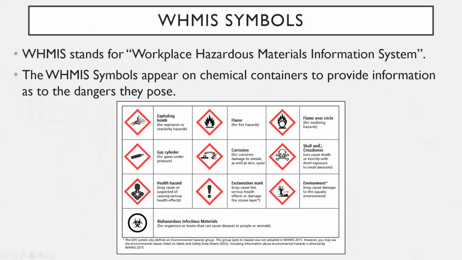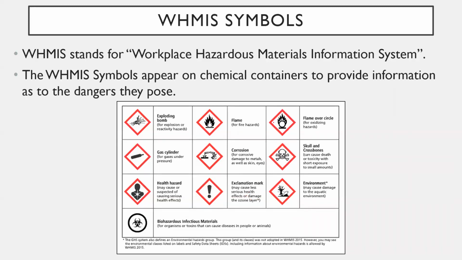Anyway, moving on. All right, WHMIS symbols. There were 10 of them under the 2015 system that you need to understand and recognize. Remember, WHMIS stands for Workplace Hazardous Materials Information System. They appear on chemical containers to provide information as to the dangers they pose. If you're going to put this on your cheat sheet, you can basically just say, know your WHMIS symbols, maybe even draw just small pictograms of some of the ones that you might not remember so well.